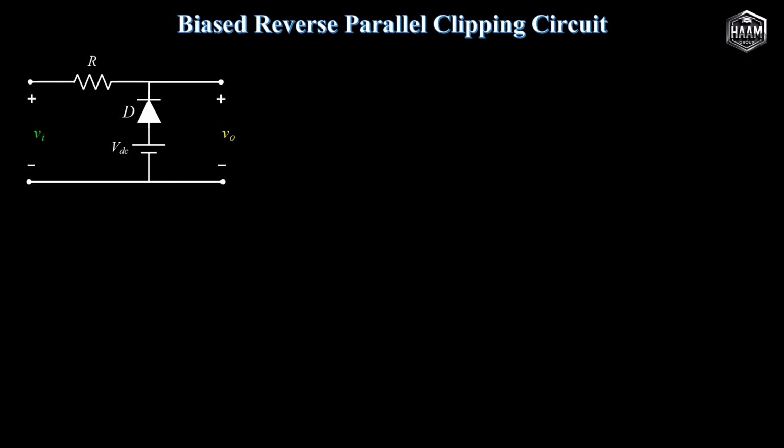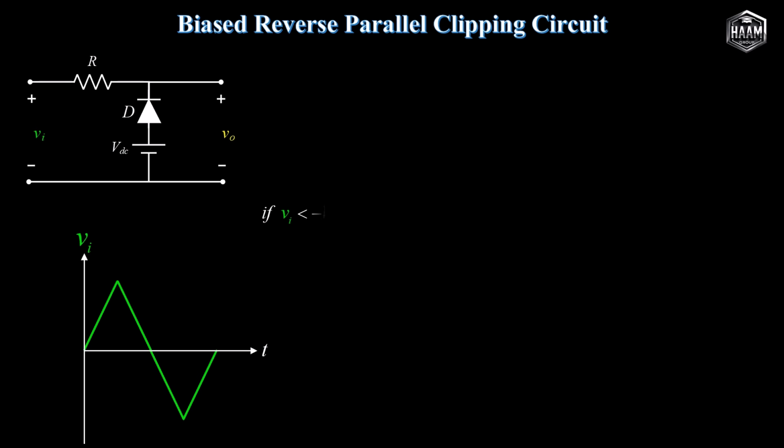In a parallel clipping circuit featuring a DC battery bias where the diode is reversed, the positive terminal of the diode connects to the positive terminal of the DC source. Assuming a triangular input waveform V sub I, the diode conducts only when V sub DC is greater than V sub I plus V sub gamma. Expressed in terms of V sub I, the condition for the diode requires V sub I to be less than V sub DC minus V sub gamma.